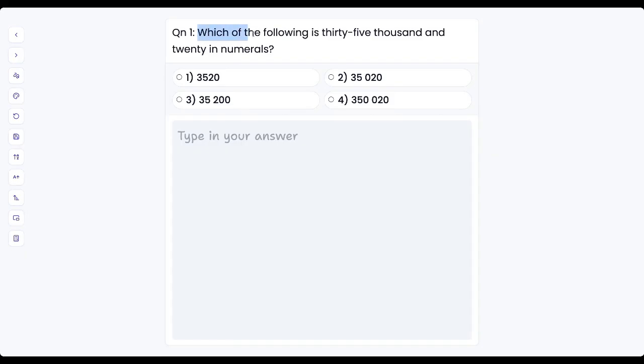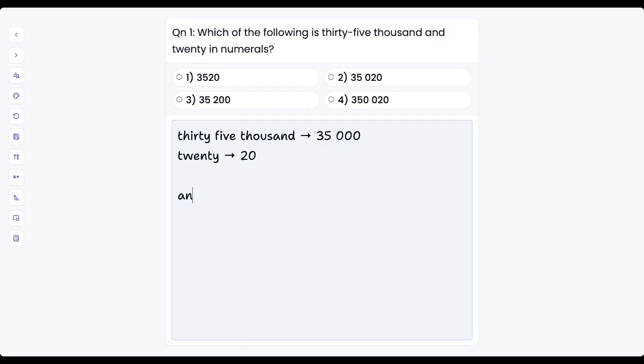Let's get started on the first question. Question number 1. Which of the following is 35,020 in numerals? So 35,000 is equal to 35 with 3 zeros at the back. 20 will be equal to 20. That means the answer will be 35,000 plus 20, which is 35,020 in this case. All right, let's move on to the next question.